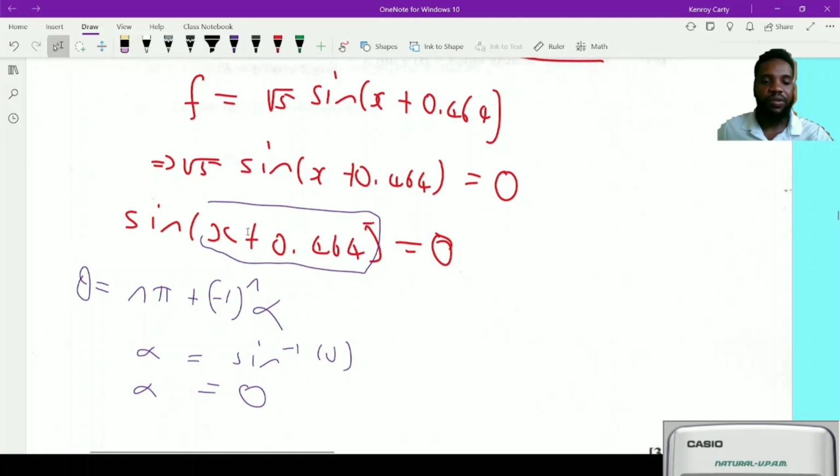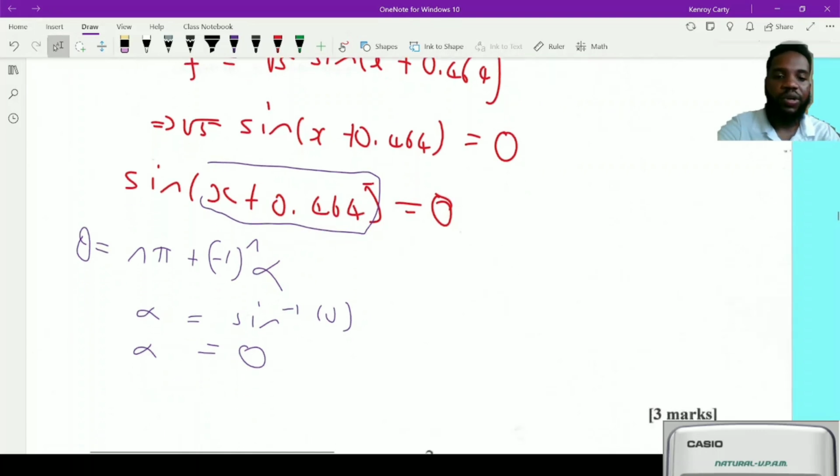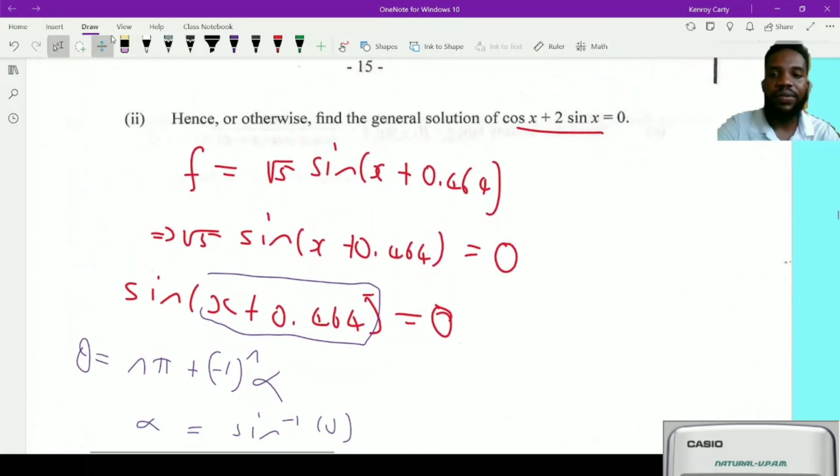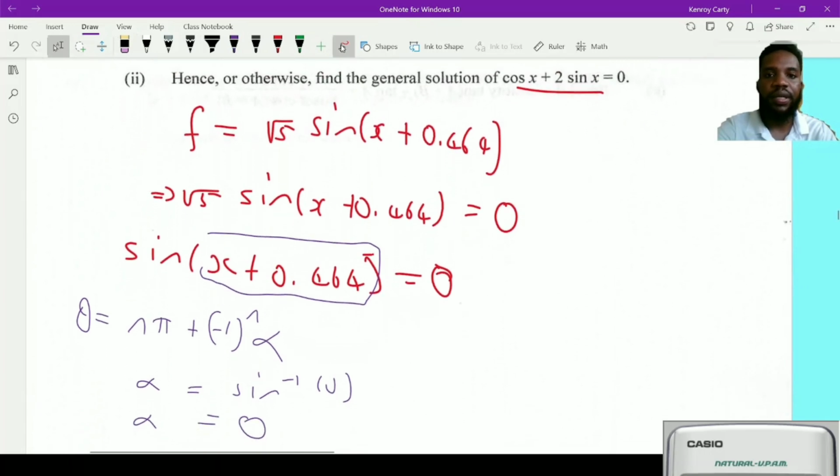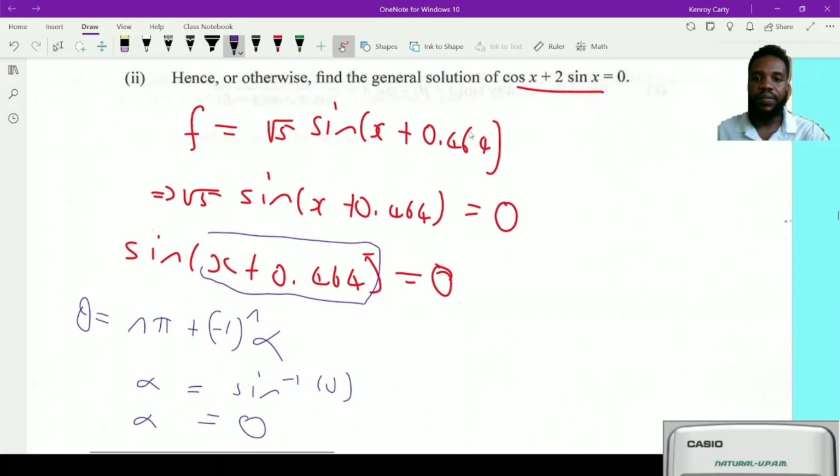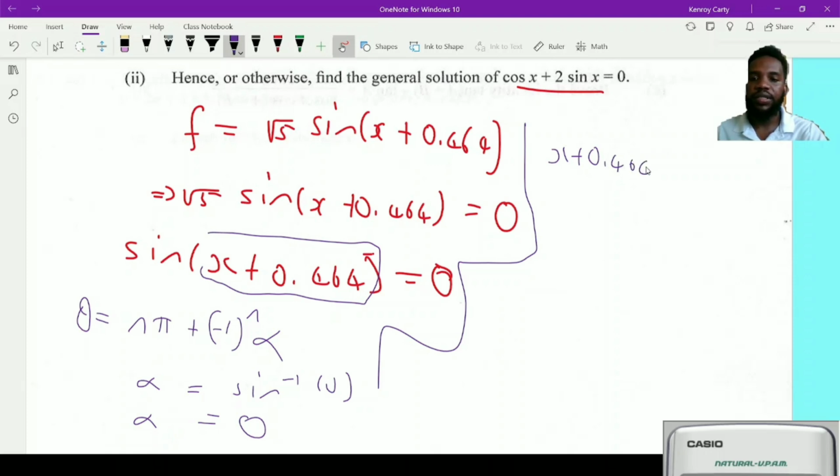And of course, theta is going to be whatever is here, which is x plus 0.464. So let me go down and put all of this together now. I need some more space here. Let me just break this into 2 parts. At this moment, what I'm going to say is that x plus 0.464 is equal to n pi.